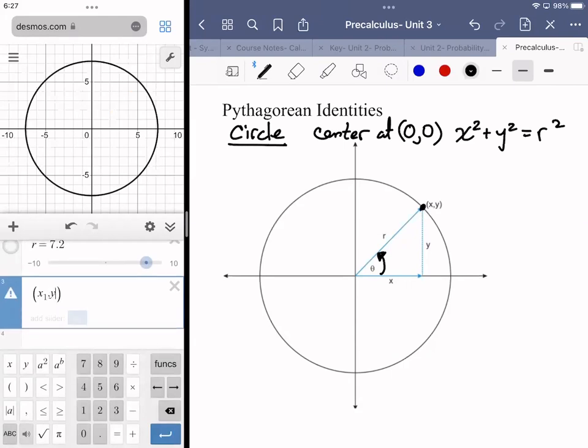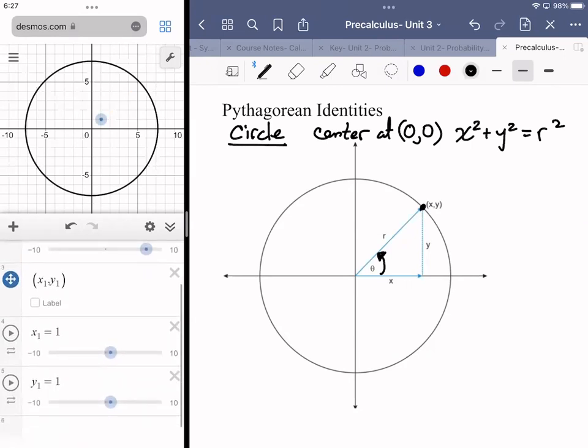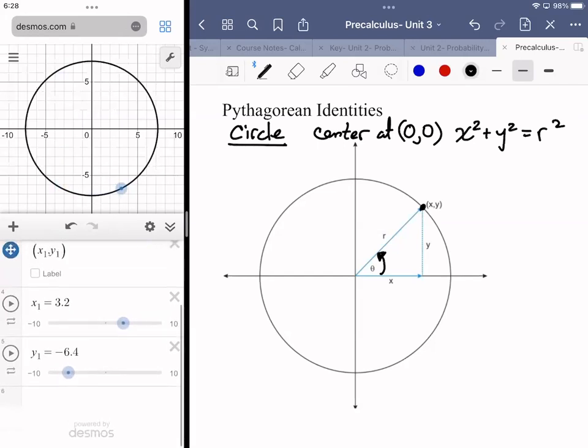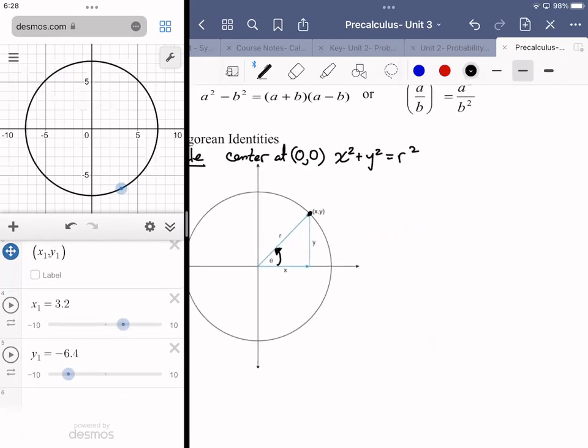Couple of sliders for it. And you see that this point could be anywhere because I haven't created any kind of restriction for it. All right. So it could be anywhere, but I want it to be on the circle. So what I can do is take this equation, x squared plus y squared equals r squared, and solve for y.